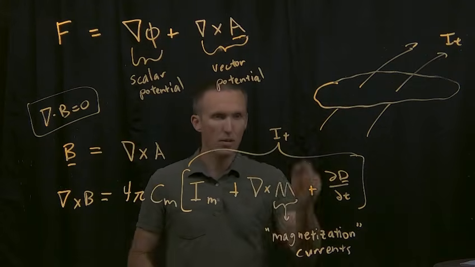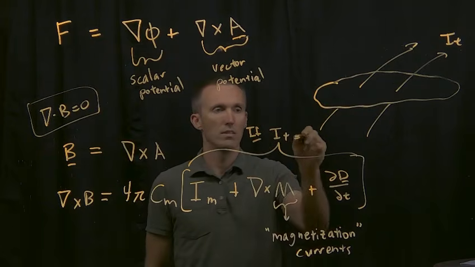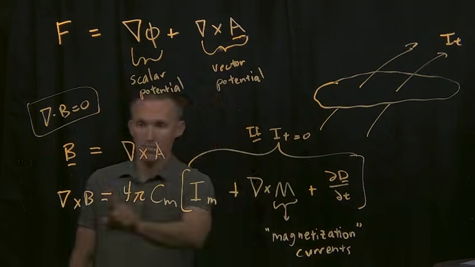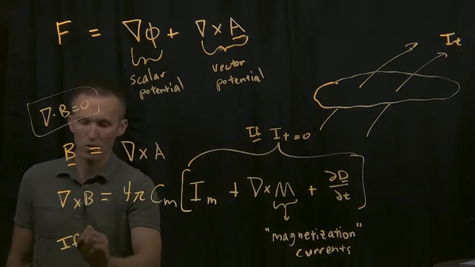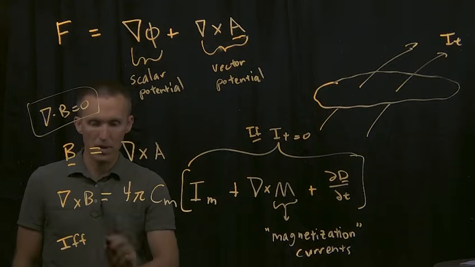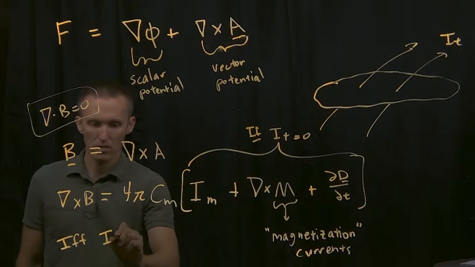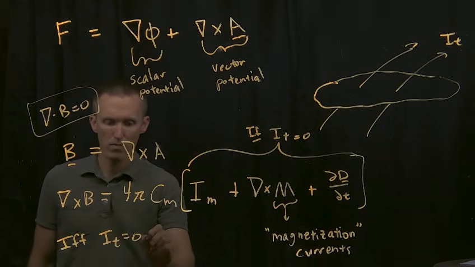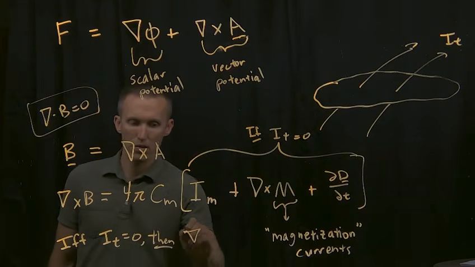So if all the currents are equal to 0, what does that make this? Del cross B is equal to 0 then. So if and only if, I'll use the mathematics if, all currents are equal to 0, then del cross B equals 0.